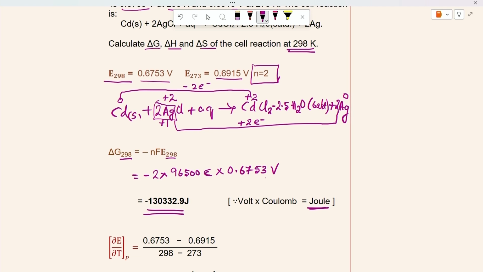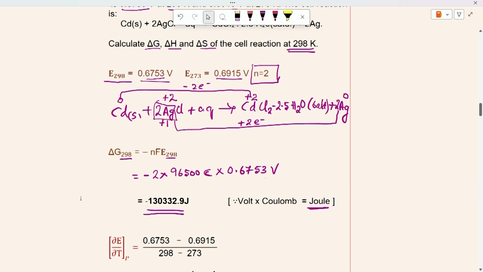Here one more point to be noted is that when temperature is greater, 298 is a higher temperature, and the EMF, what is it? It is again a higher value or a lower value. It has got 26915 volts. This has got a lower value.